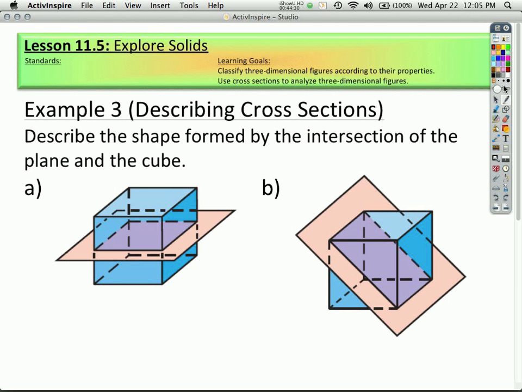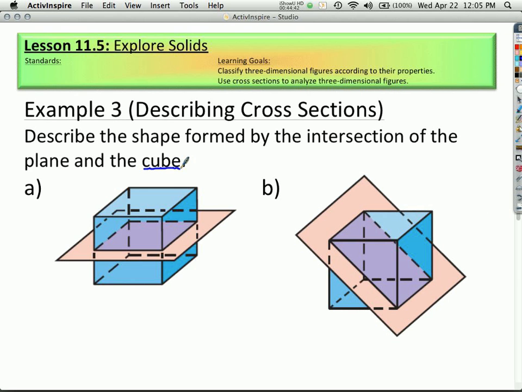So, for example, in part A, the question is, what shape is formed by the intersection of the plane and the cube? Key word there, it's a cube. Also, this plane is parallel to the base. So what shape is colored purple?